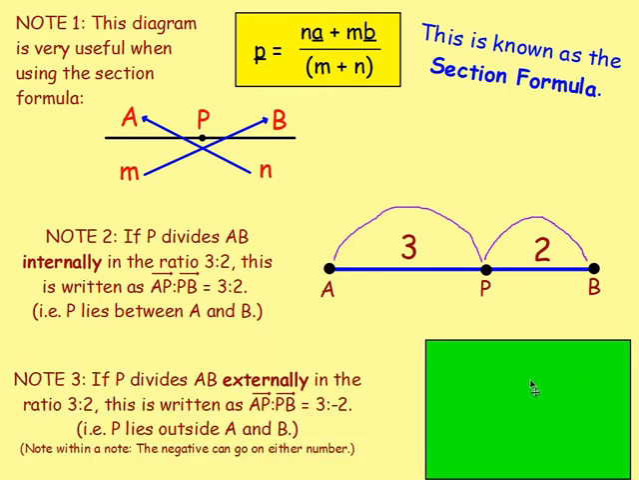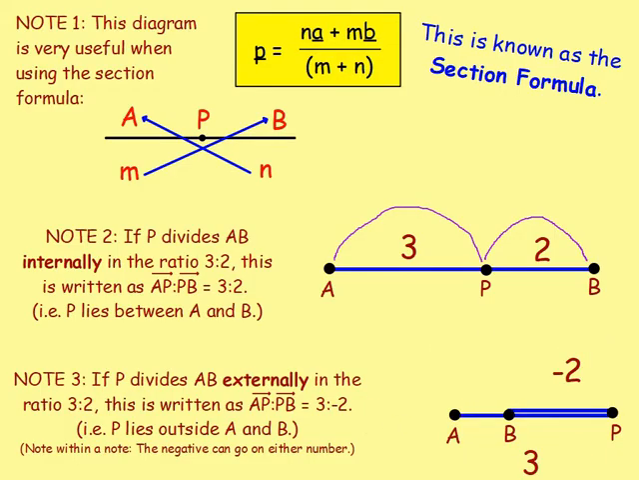However, what you also get is you are told sometimes that P divides AB externally. And that means P does not lie in between A and B. What it means is that going from A to P will be so many parts. So here we're told divides externally in the ratio 3 to 2. So there are 3 parts going from A to P. But because it's external, we don't keep on going for B. We will then go back the way towards A. And if we do that, then it means we are going back 2 units.